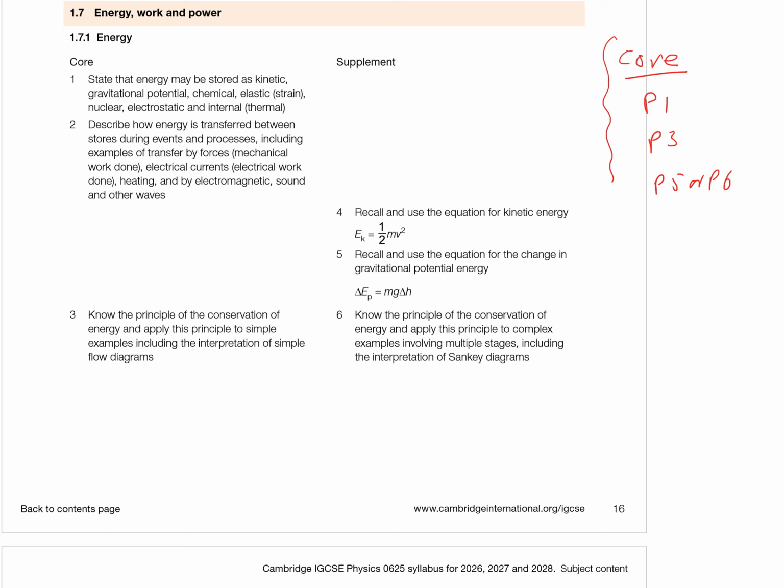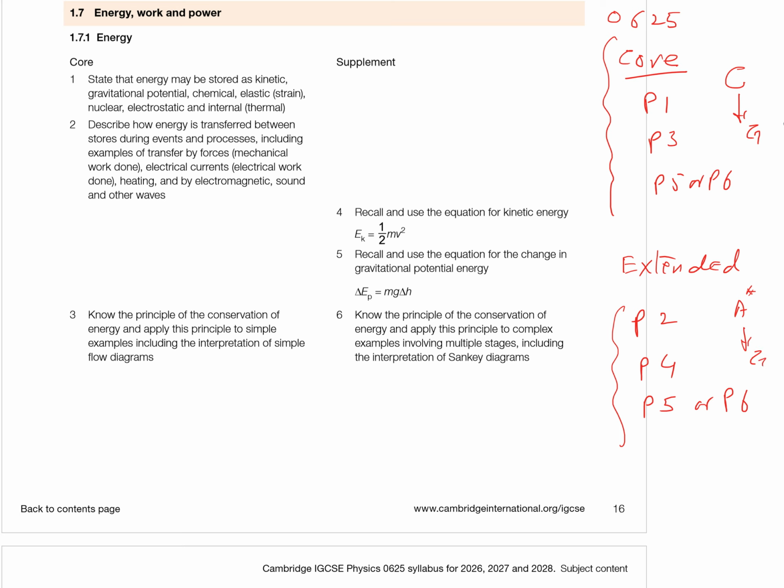Likewise, this is the core, and the highest grade is C and the lowest grade is G. The code for the subject is 0625. For the extended one, I told you that we have paper 2, paper 4, and likewise paper 5 or paper 6. In extended contents, the highest grade which you can achieve is A star, and the lowest grade is G. And these are the assessments.